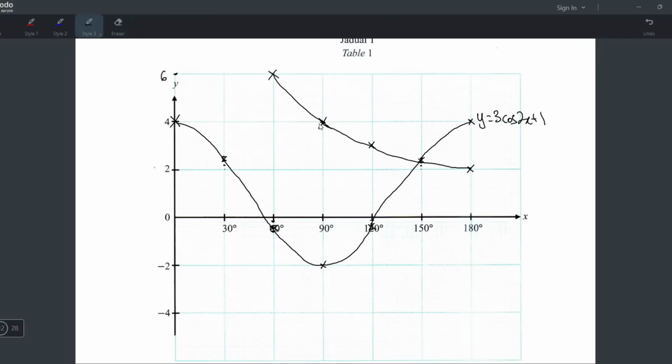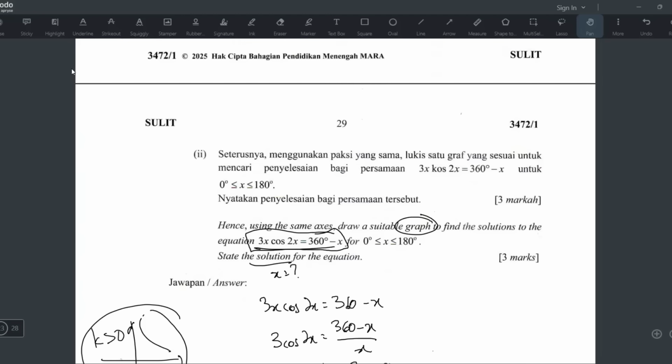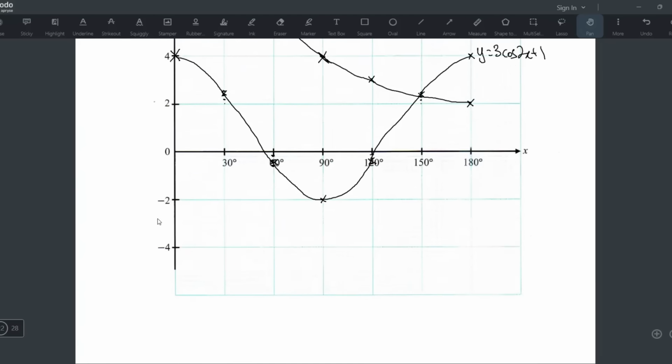Okay lah. Something like this. All right, so this is the equation, y equals 360 over x. And do not forget, we have to find out the solutions. After drawing the graph, they have to state the solution. Usually they just ask to state the number of solutions.